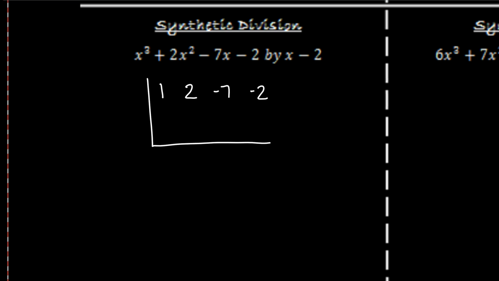Now, one of the reasons why synthetic may become tricky for you guys is because you have to remember that when you're using synthetic, you're not dividing by the factor, you're dividing by the root. So if the factor is x minus 2, what is the root at x minus 2? So we're dividing by a positive 2. And that's what goes on the outside.